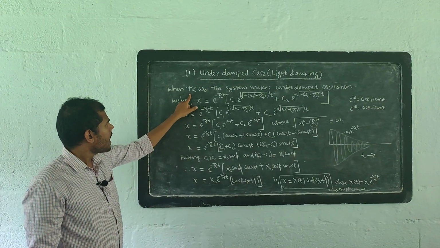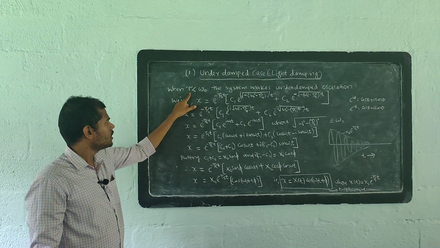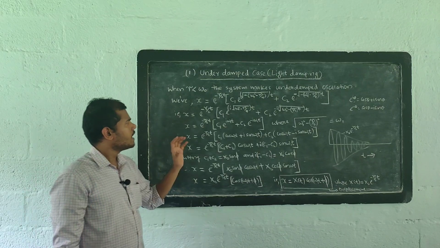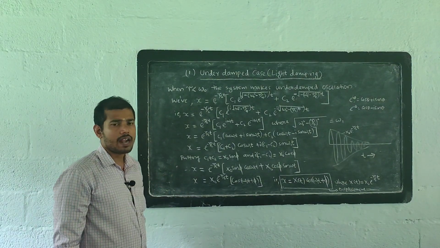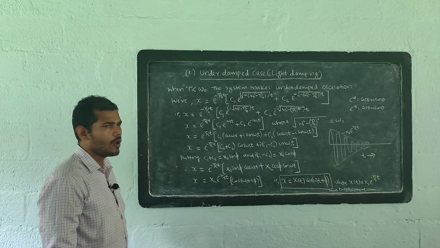Here our damping constant is less than the natural frequency. Okay, damping constant gamma is less than natural frequency omega 0. If so, the system is known as an underdamped harmonic oscillator, or it executes underdamped oscillation.